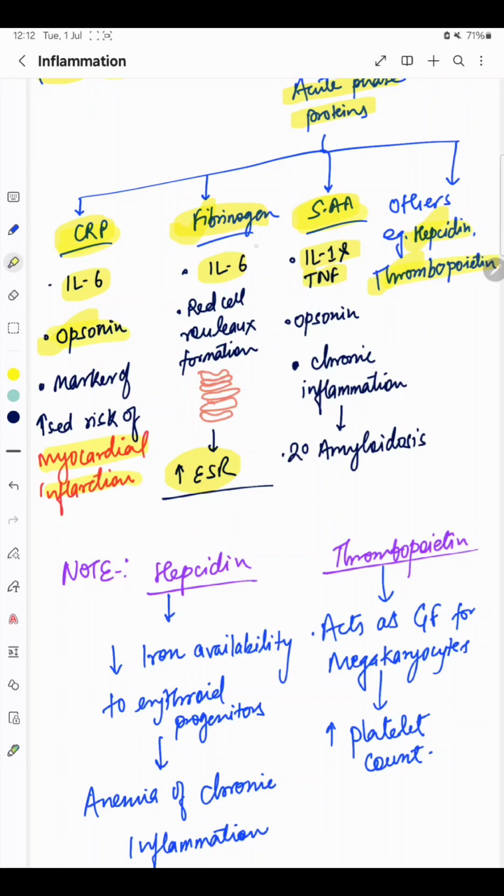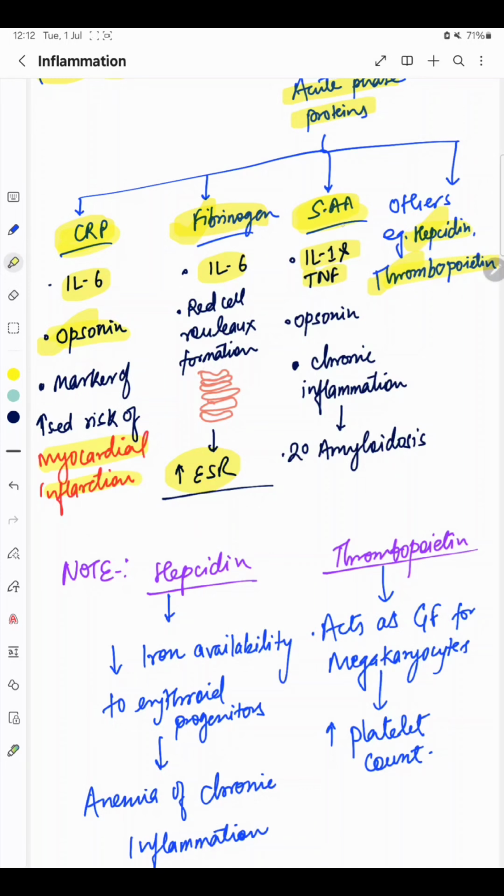Fibrinogen is released by the action of interleukin 6 on the liver, and it is responsible for red cell rouleaux formation, and by rouleaux formation there will be an increase in the erythrocyte sedimentation rate.